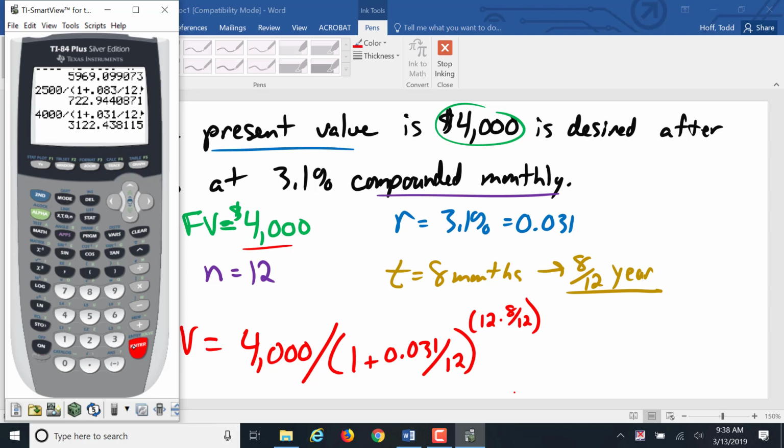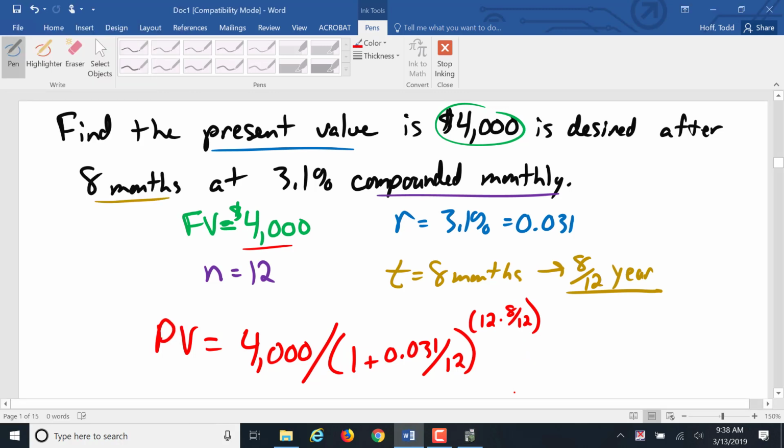Something went wrong there. I believe I want to double check my entry here. Yes, I punched that in one more time. My 2 didn't register on my 12. 4,000 divided by parentheses 1 plus 0.031 divided by 12. Close parentheses to the power of, open parentheses, 12 times 8 divided by 12. That looks better. So we get $3,918.29.